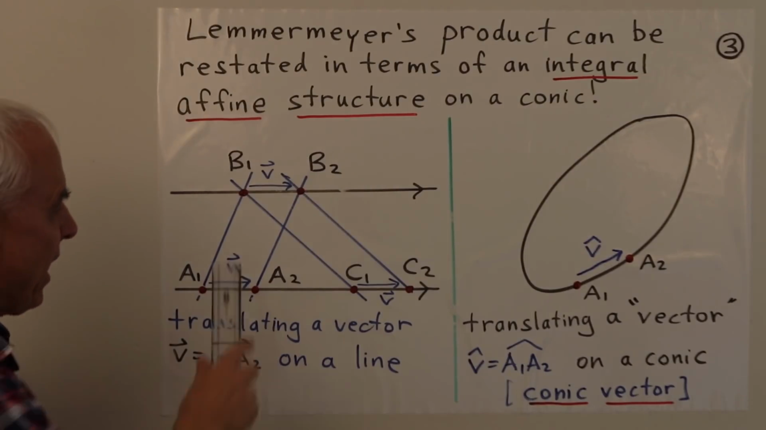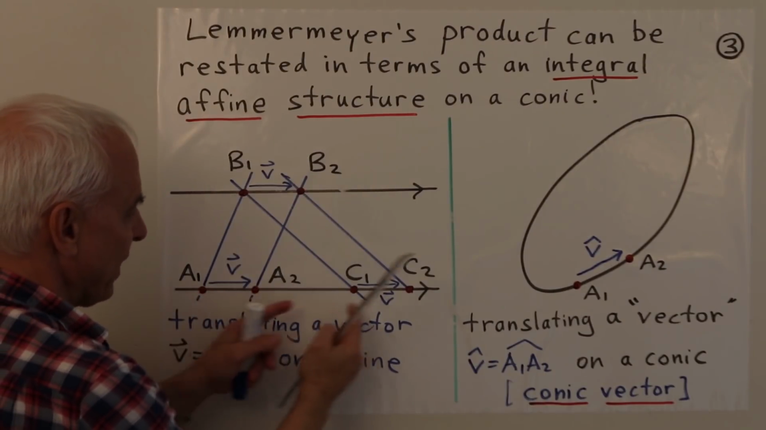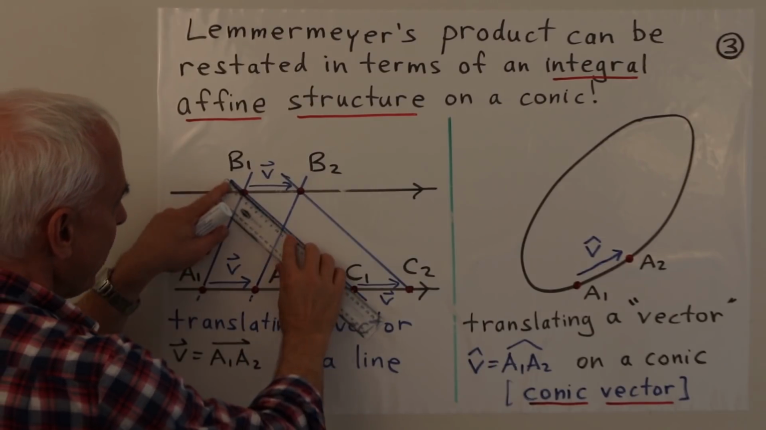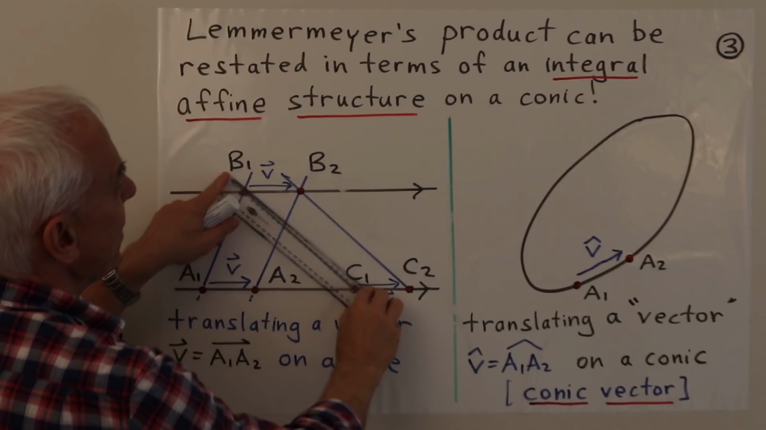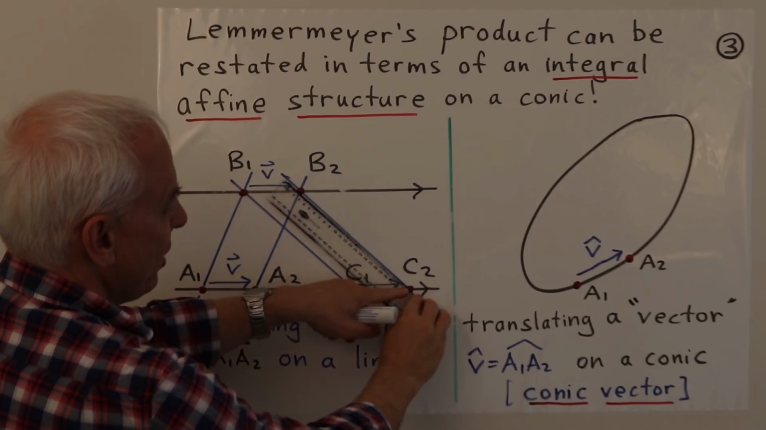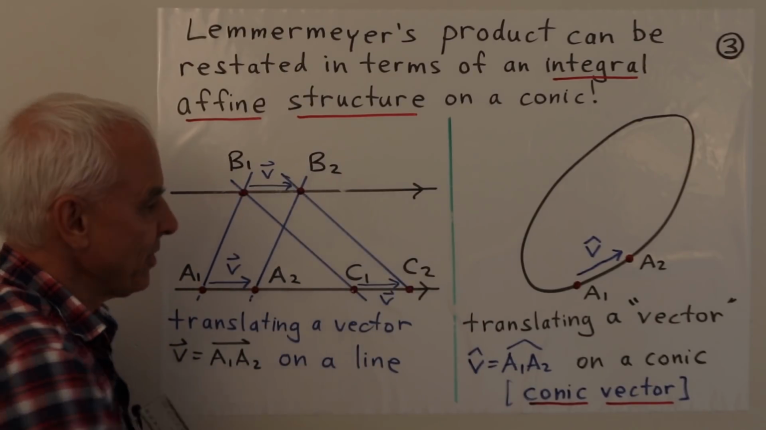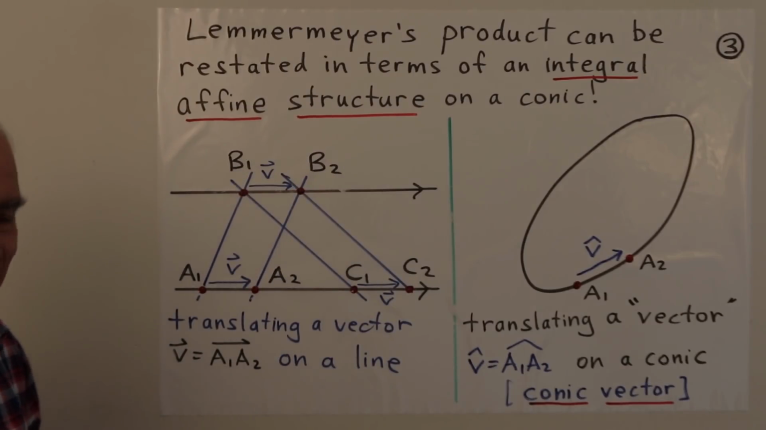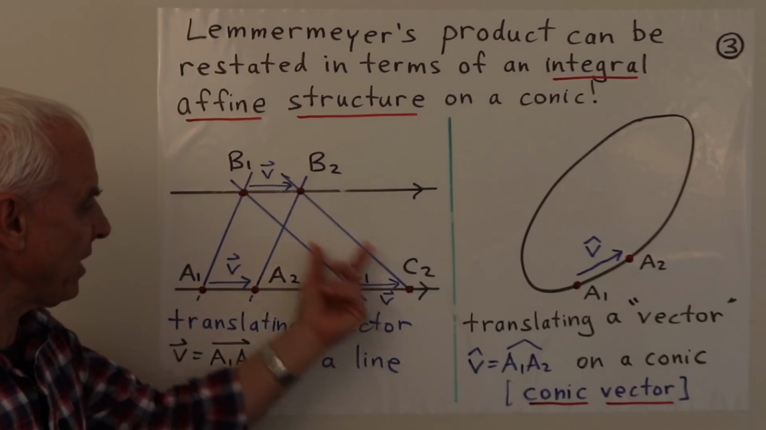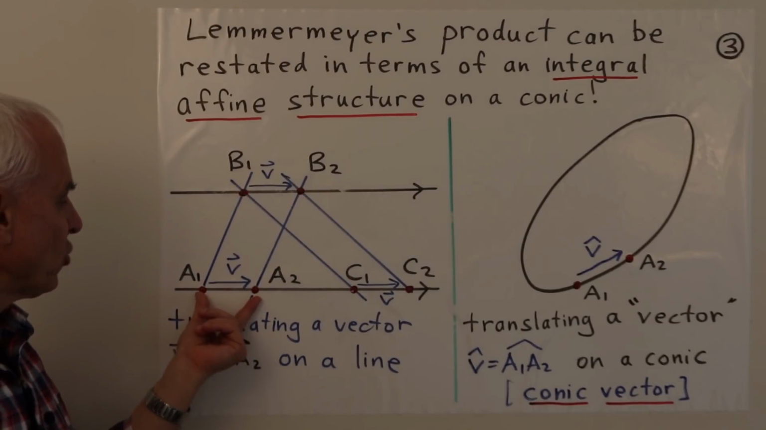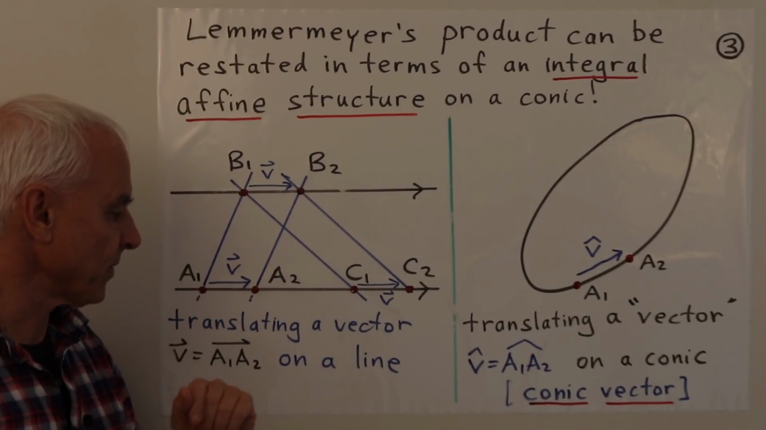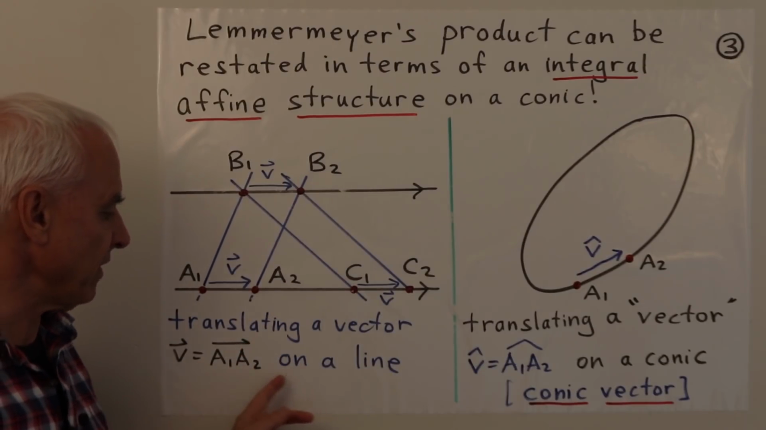Then if we do that again, let's say we want to translate this vector so that it's starting here. Well, then we just join B1 with C1, and with a parallel line join B2 with the new point C2. Essentially translating the vector now back to the original line. So after we've done that, gone up here and then back there, we've ended up translating the vector V from here to here on the same line. Translating a vector V on a line.